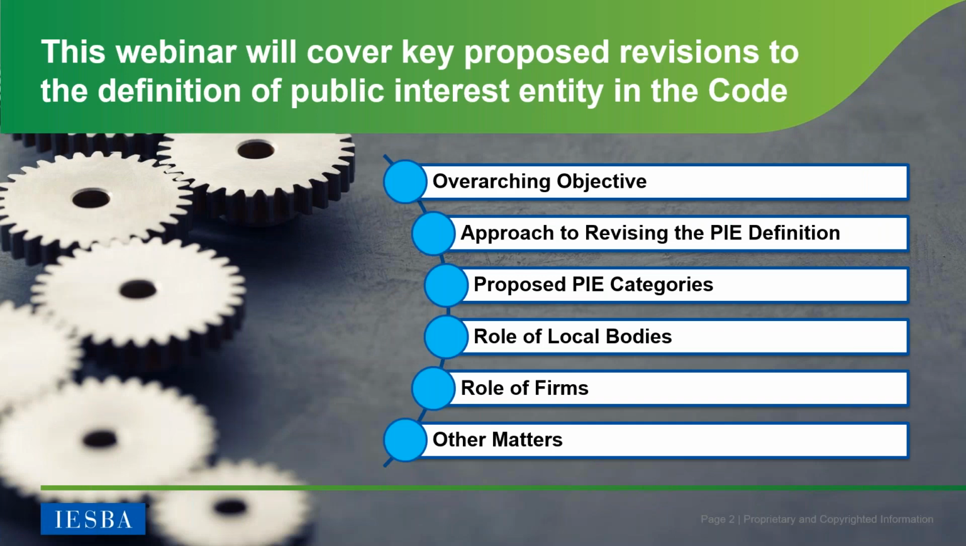So this webinar is going to cover the key proposed revisions to the definition of public interest entity in the code. I'm going to run through the slides fairly quickly. I want to allow a bit more time for questions this time than we managed last time. So I'm going to go through the slides very fast. We're going to basically cover these 6 areas: the overarching objective, the approach we've had to revising the PI definition, the proposed PI categories that are in the ED, what we see as the very important role of local bodies, the role of firms, and other matters. Next slide, please.